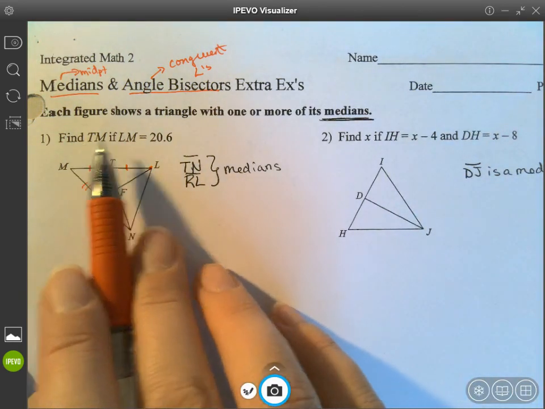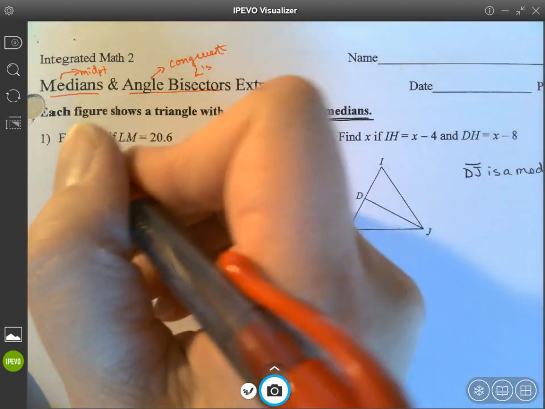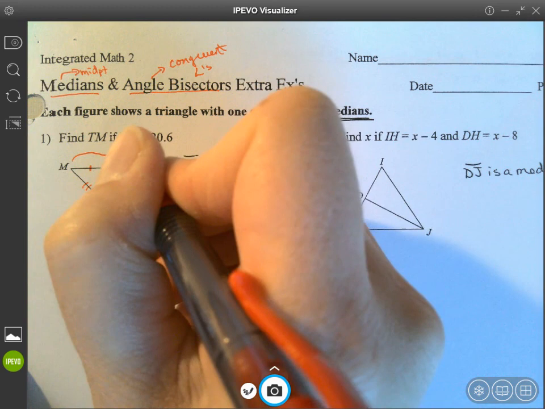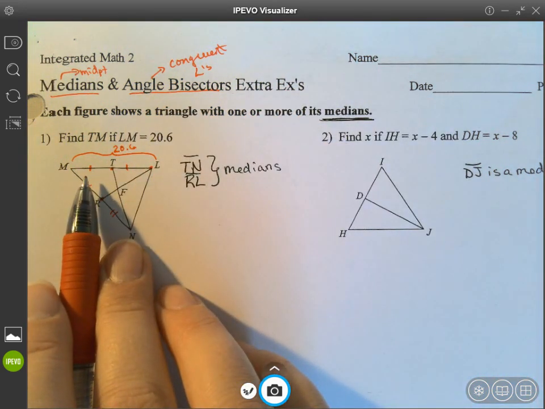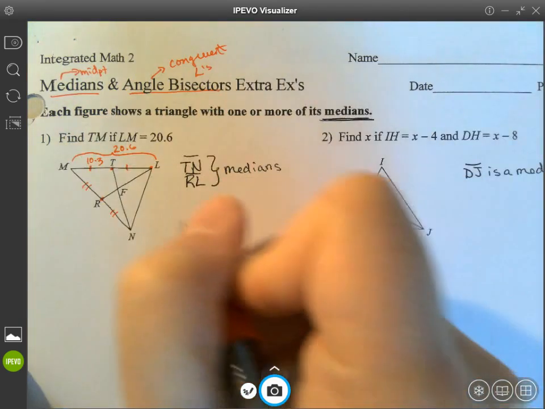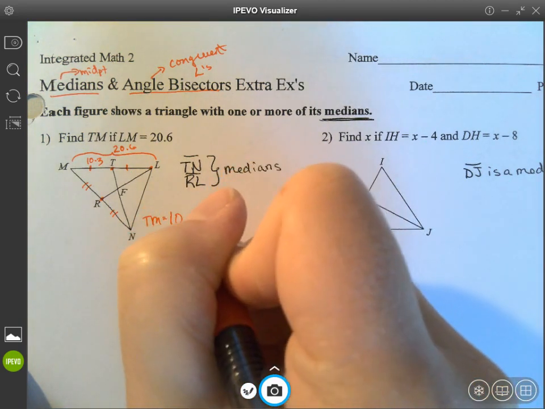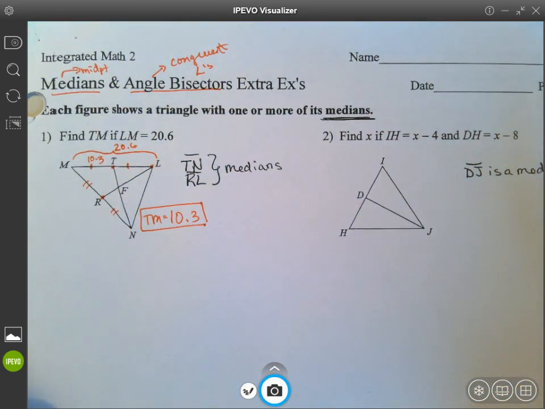And it tells you find TM if LM is 20.6. LM is 20.6, the whole thing, right? So what's TM? Wasn't that half of it? Yeah. All right, so 10.3. TM equals 10.3 units. All right, we're done with that problem. It was a nice try, though.